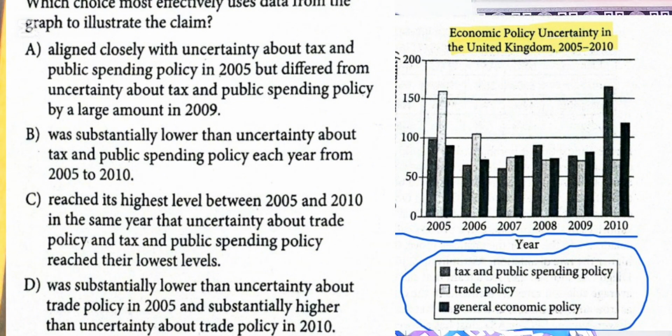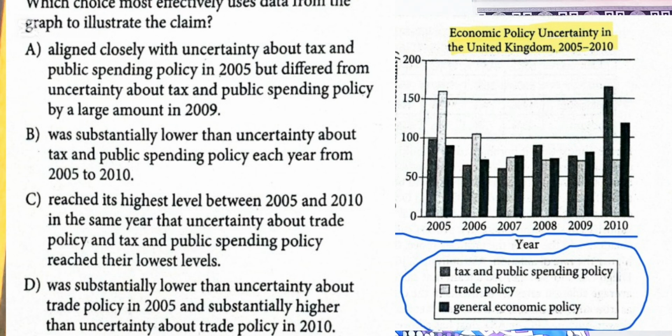Option D was substantially lower than uncertainty about trade policy in 2005 and substantially higher than uncertainty about trade policy in 2010. So let's see, substantially lower than uncertainty about trade policy in 2005, first of all. So that first part, right? It is lower, of course. General economic policy is lower than tax and public spending in 2005. But then I wouldn't say this level is substantial anyway, but then it is low, and that is the only true detail we can see on the charts when you compare with the other options. So we'll hold on to that.